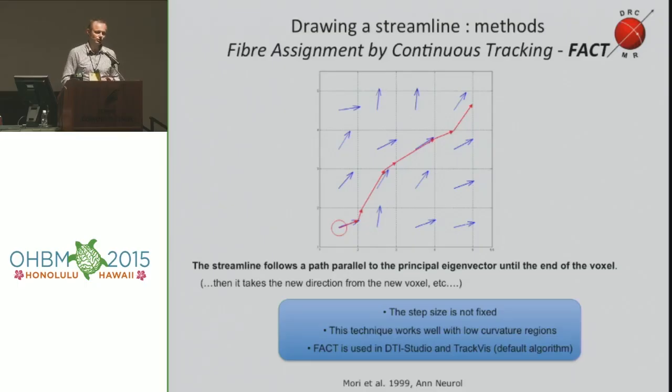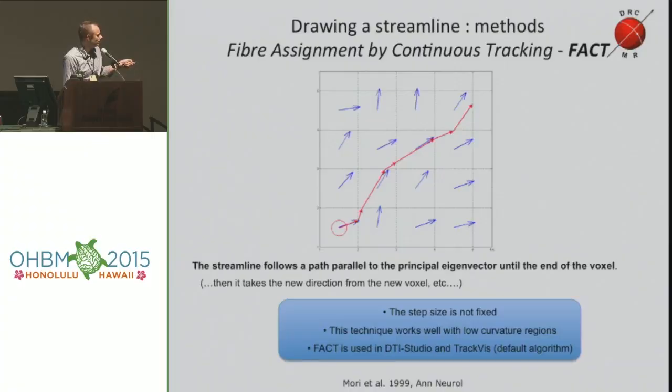There basically exist two kinds of procedures. We have the fiber assignment by continuous tracking, FACT for short, which was introduced by Susumu Mori in the first papers of tractography. The basic principle is that you have your principal directions. You start in your seed region and take a step until you cross the boundary of the voxel, and then you update your direction in this voxel, giving the principal direction here.